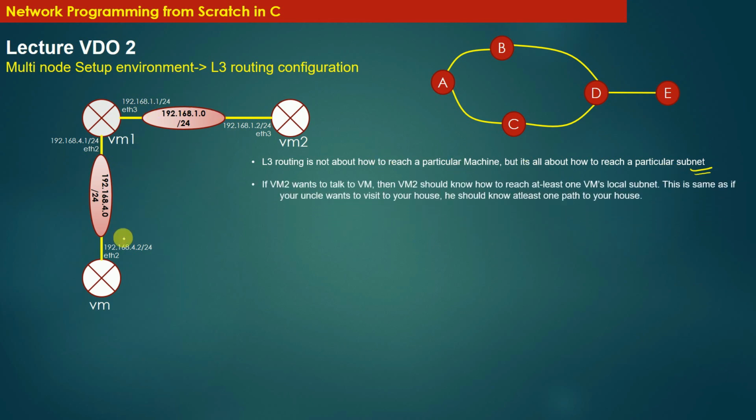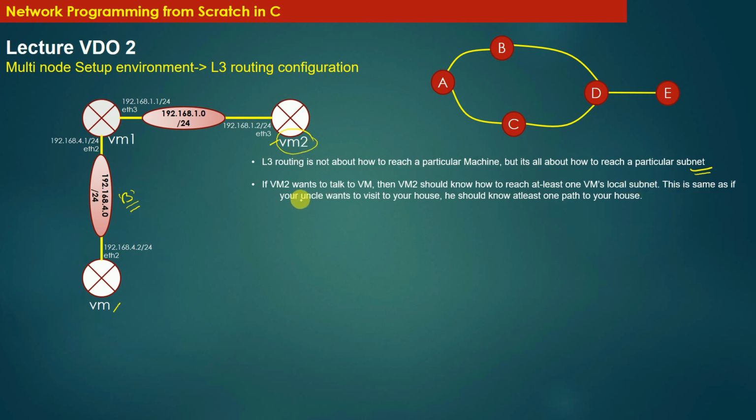Now, in our 3-node topology, you can see that if VM2 wants to talk to VM, then VM2 should know how to reach at least one of VM's local subnets. Now in our topology, how many local subnets does the router VM have? It has only one local subnet, which is 192.168.4.0/24. Let's call it local subnet B, right? So if the router VM2 wants to communicate with the router VM, VM2 should know how to reach the local subnet B. And note that the subnet B is a remote subnet for router VM2.